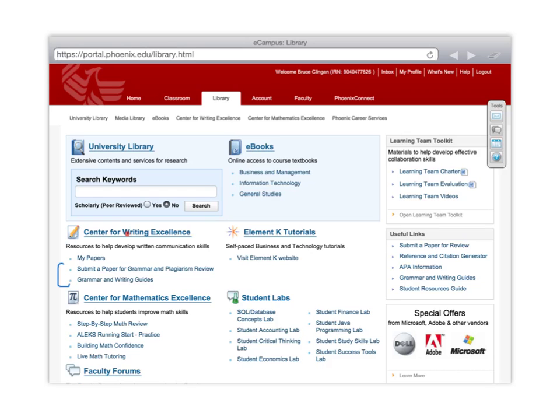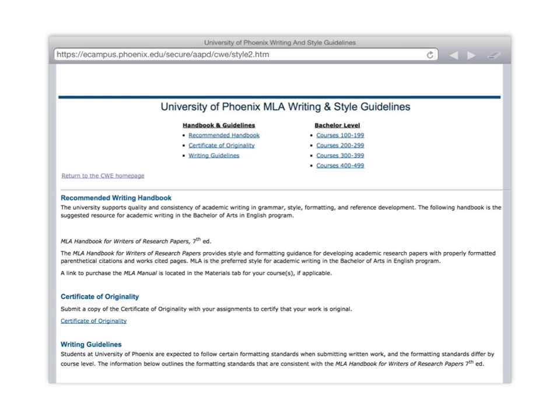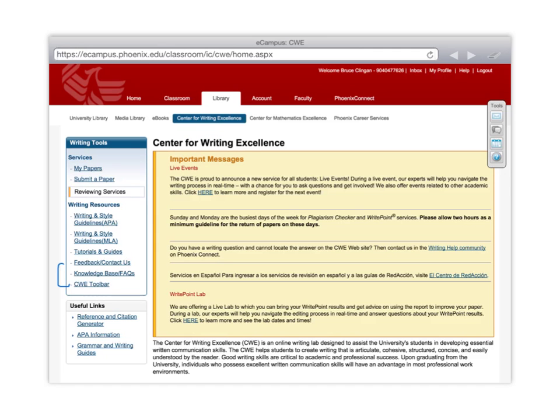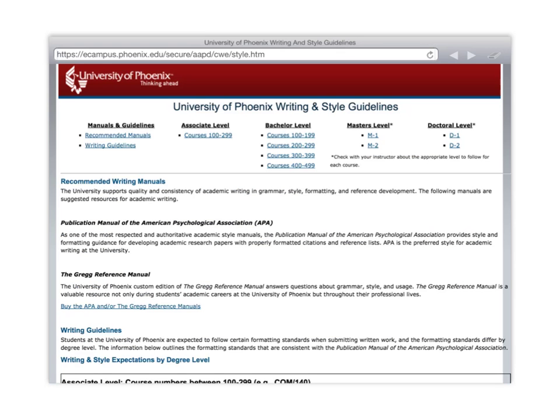So let's click on the Center for Writing Excellence. Whoops. Sorry, I went too far. And then over here, we're going to have Writing and Style Guidelines, APA. So we use APA in this school. So you're going to see this page. This is the writing guidelines for the university. We're going to go through them here real quick.